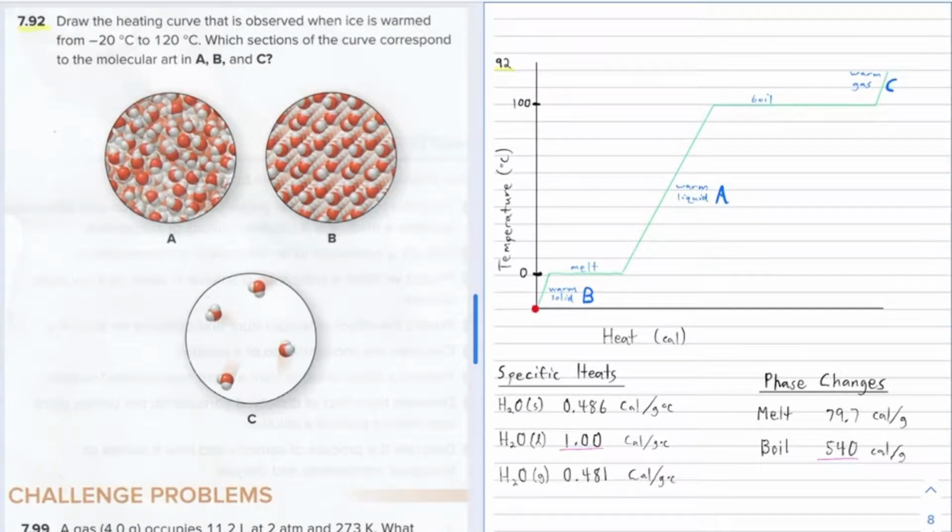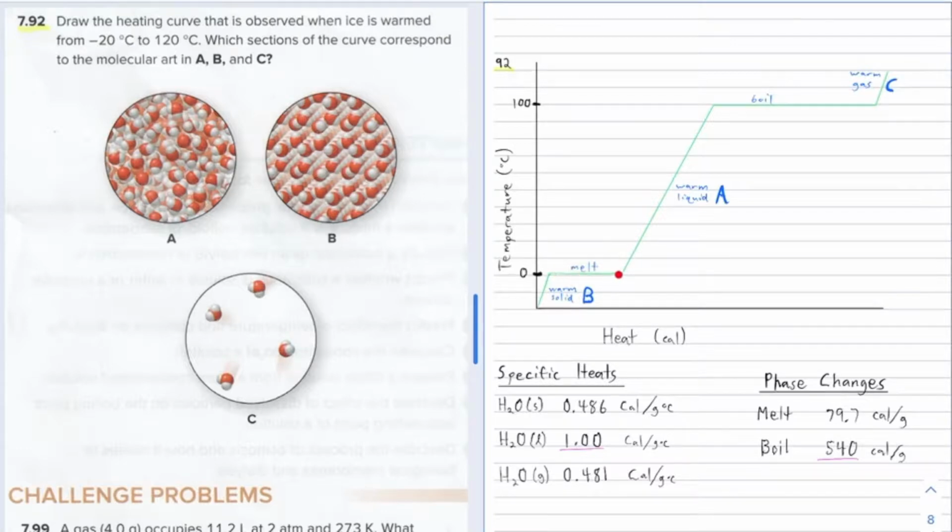So if you're at negative 20 and you start adding heat, solids have a pretty small specific heat compared to liquids. So if you add a little bit of heat, it's going to jack up the temperature really quick. The slope of this line is pretty steep. And then you're going to get up to 0 degrees. So it's ready to melt. But before you get to a liquid, you have to add the energy required to melt it. And that's going to be from the heat of fusion. It costs 79.7 calories per gram. So it's going to cost quite a bit of energy to melt it. So as you melt a substance, the temperature remains constant, so a flat line.